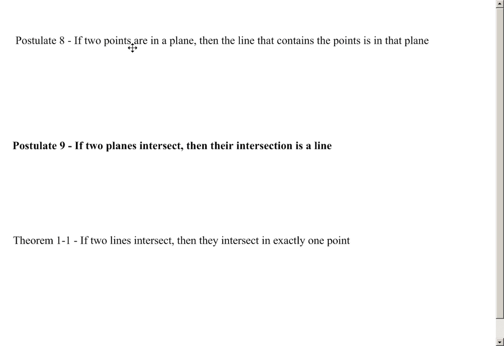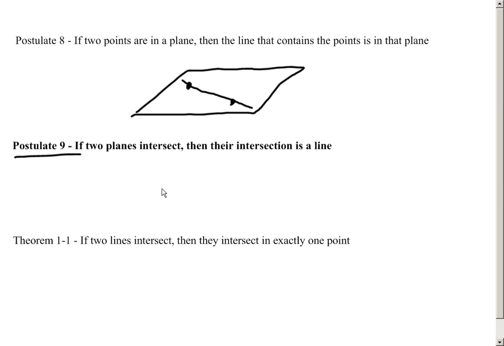Postulate 8 says if 2 points are in a plane, then the line that contains those points is in that plane. So if I were to draw a plane, which I'll use this parallelogram style to identify this limited plane here, if I label any 2 points within that plane, I know that this line right here, every point in that line is in that plane, which makes perfect sense. If I draw 2 points on a piece of paper, the line connecting those 2 points is also on that piece of paper. That line's not going to jump out of the paper and go vertically or anything like that. It can't.